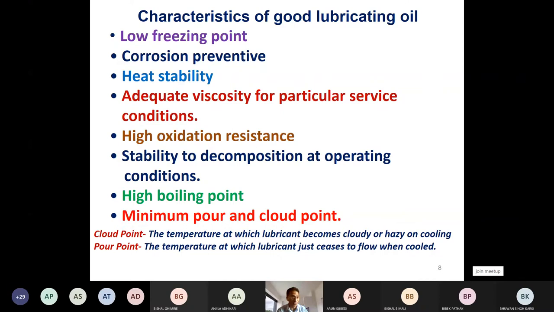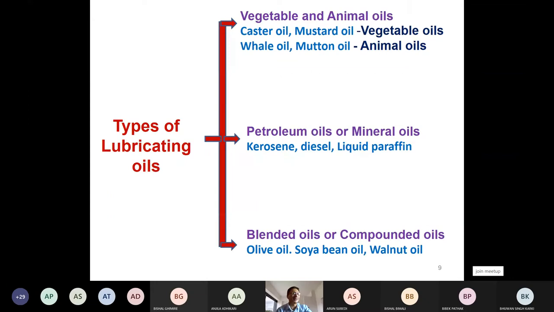And again, the types of lubricating oil: vegetable oil and animal oil, that include castor oil and mustard oil, which are vegetable oil, and whale oil and mutton oil, which are animal oil. Next is the petroleum oil or mineral oil from the earth's crust. They are obtained as kerosene, diesel, liquid paraffin, and blended oil and compounded oil. They are different oils. Then we will get more information about that in the next lecture.